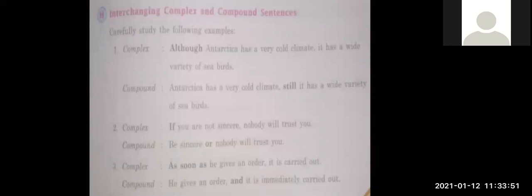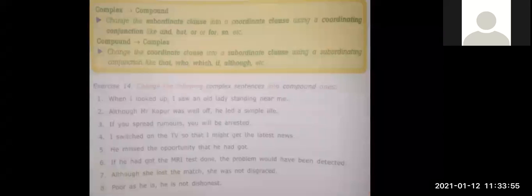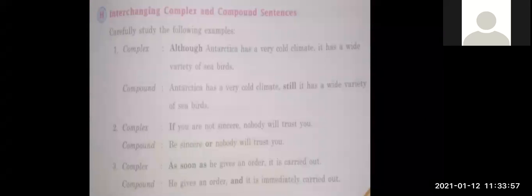Although Antarctica has a very cold climate, it has a wide variety of sea words. So you have used here "although" to show that this is a complex sentence, and the second part, it has a wide variety of sea words, is the principal clause. Although Antarctica has a very cold climate, you see how it is used.